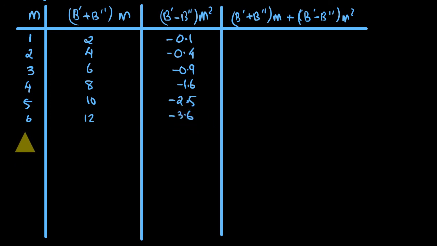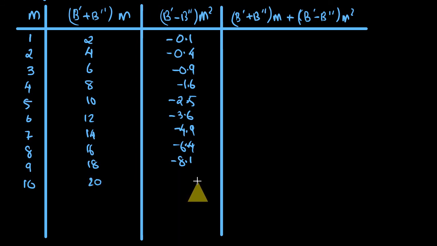And M equal to 7 becomes 14. And this becomes minus 4.9. And when M is 8, this becomes 16, and this becomes minus 6.4. And when M is 9, then this becomes 18, and this becomes minus 8.1. And when M is 10, then this becomes 20, and this becomes minus 10, right? Minus 10. Okay. And when M is 11, this becomes 22, and this becomes minus 12.1. When M is 12, this becomes 24, and this one becomes minus 14.4.